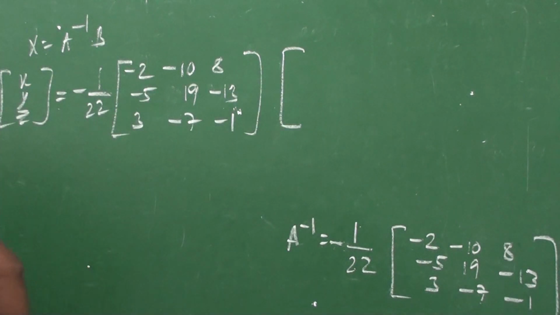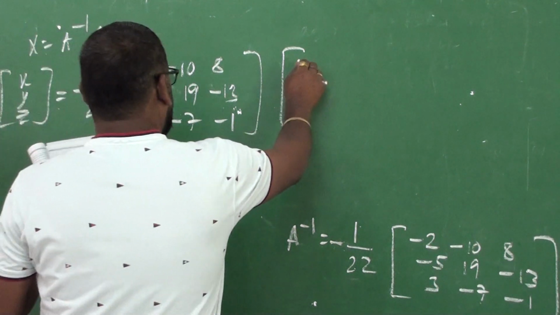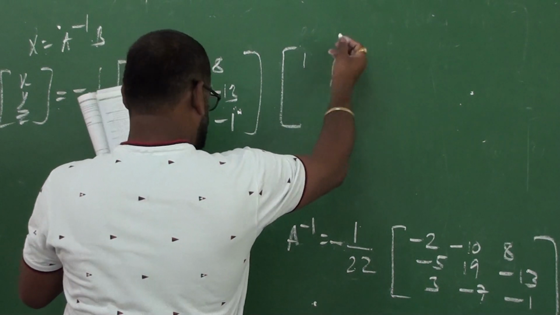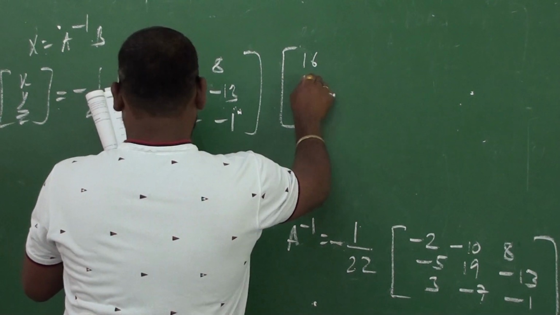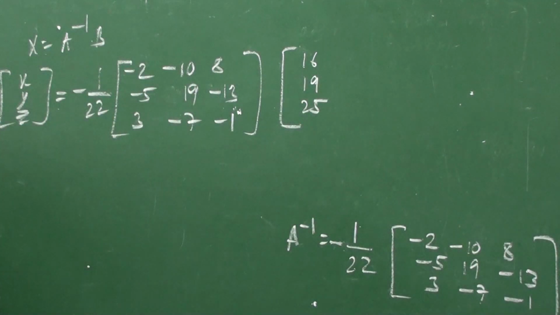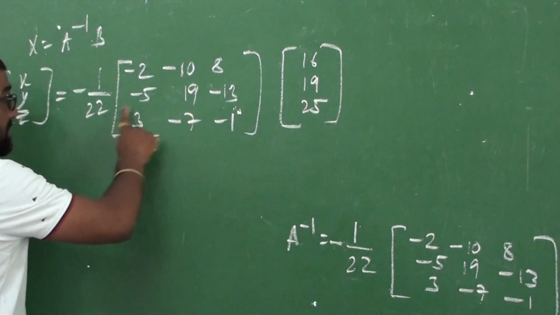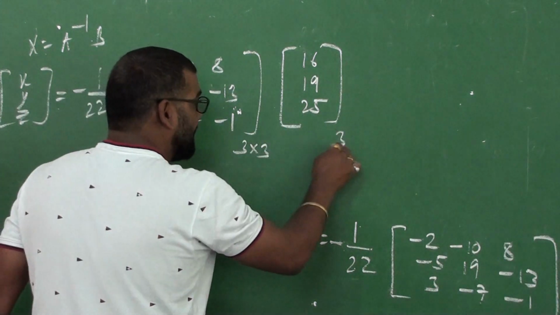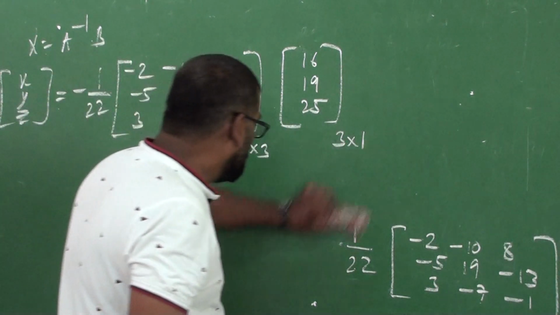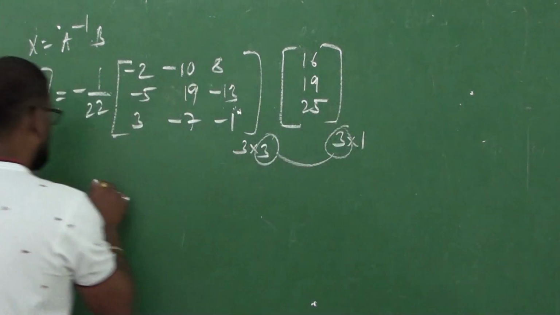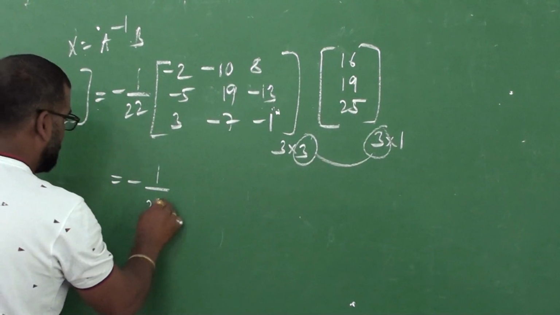B was 16, 19 along with 25. This is the value of B. Now, this is multiplication, which I already taught you. This is the matrix of 3 by 3. This is the matrix of 3 by 1, 3 rows and 1 column. Is multiplication possible? Absolutely. So I'll write this as minus 1 divided by 22.